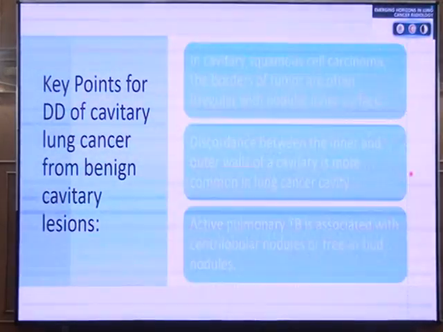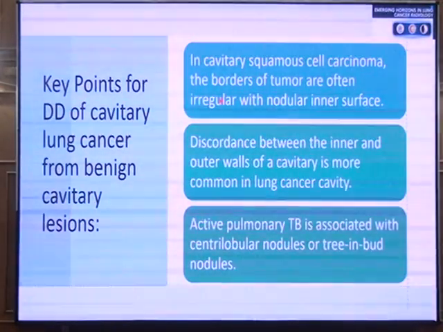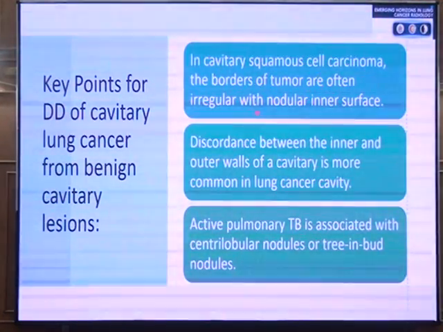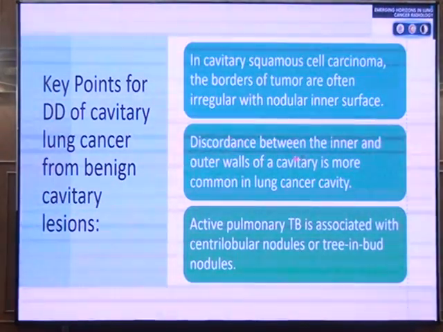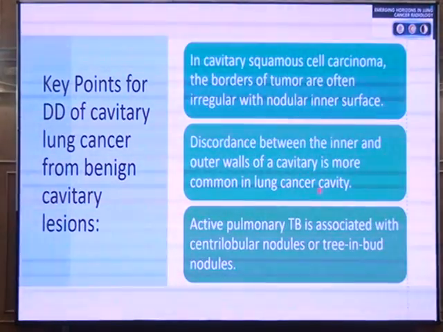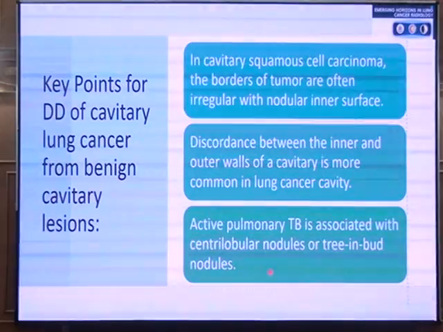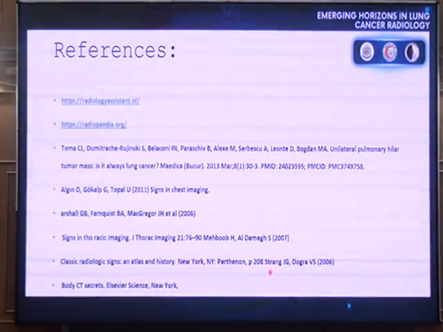So the key differentiating points of cavitary lung cancer from other causes of cavitary lesions: first, in cavitary squamous cell carcinoma, the borders of the tumor are often irregular with a nodular inner surface. Second, discordance between the inner and outer walls of a cavitary lesion is usually associated with lung cancer. Third, in active pulmonary TB, there are usually areas of tree-in-bud nodules and areas of consolidation associated with the lesion. These are my references.